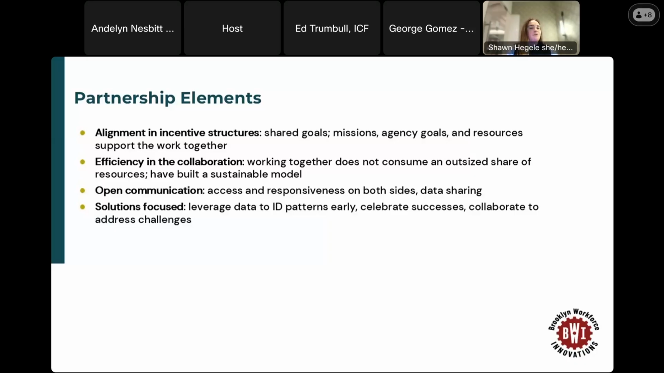For example, we're not engaging in a lot of meetings that don't end up having a specific purpose in the end. I mentioned communication and data sharing, and we are very data oriented, BWI and NYCHA, and we keep a close eye on our outcomes so that we're able to identify patterns and both celebrate successes, but also roll up our sleeves and work together when challenges arise.